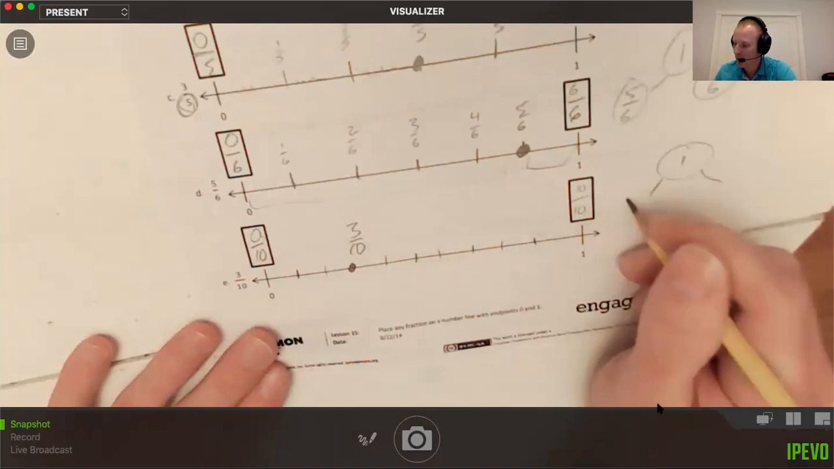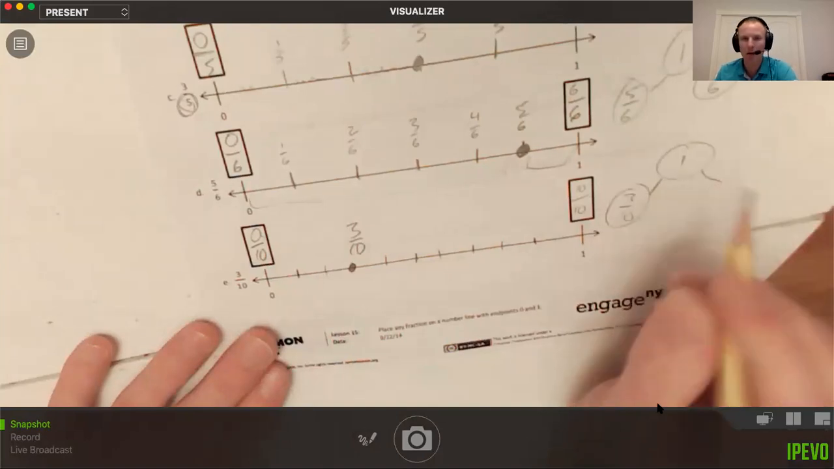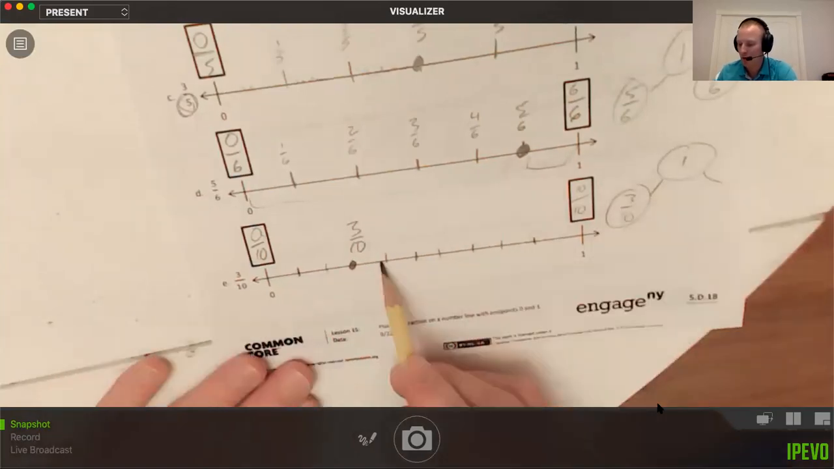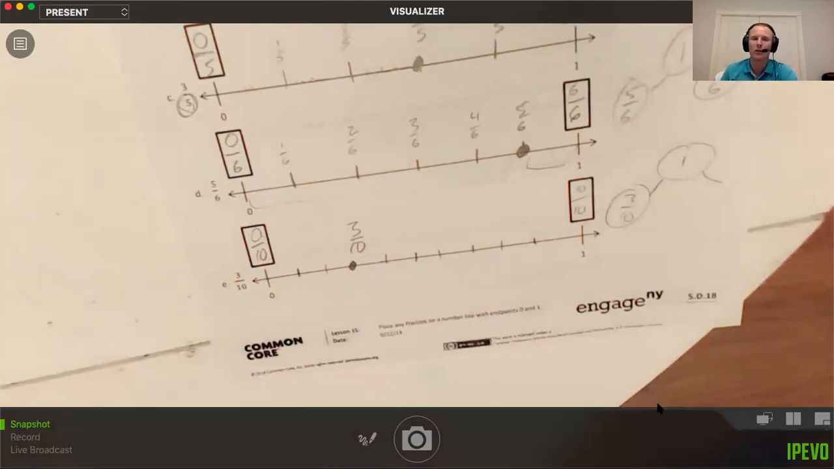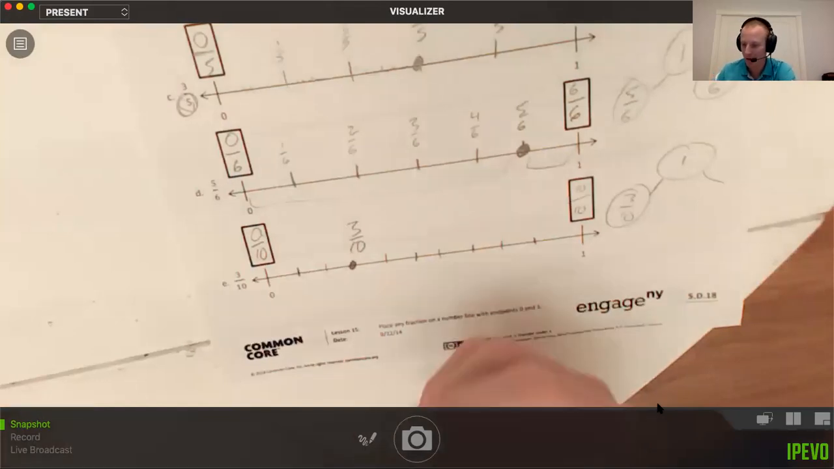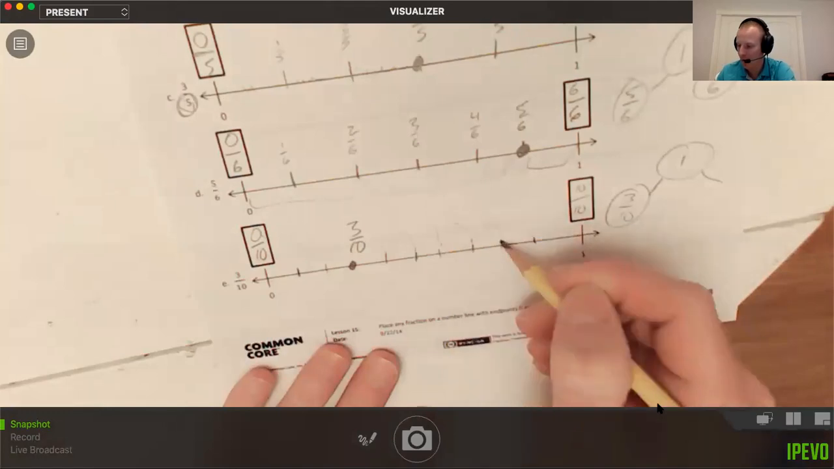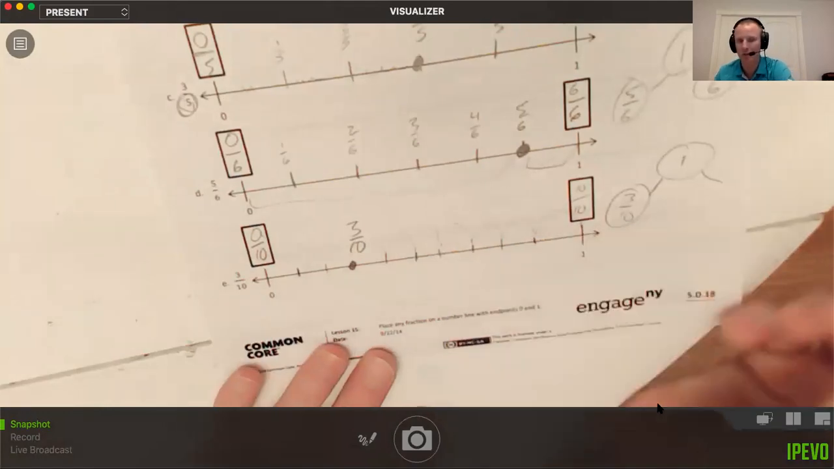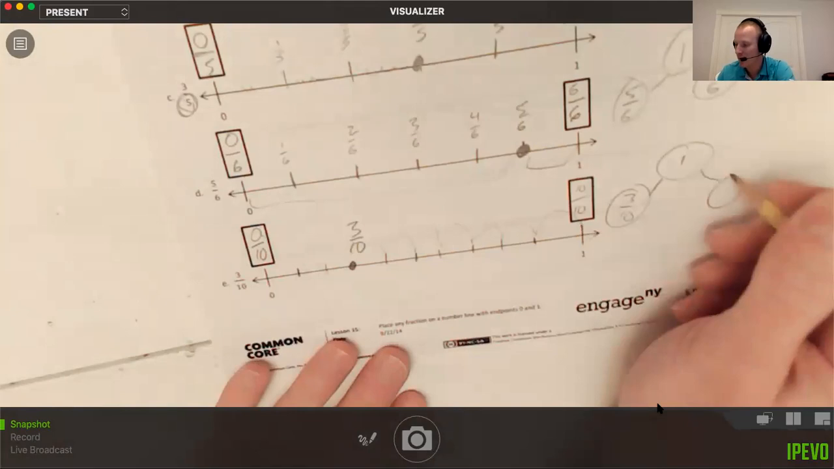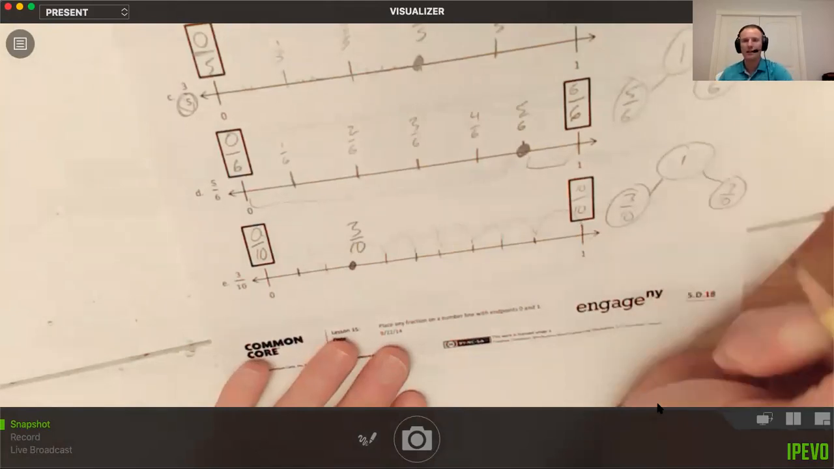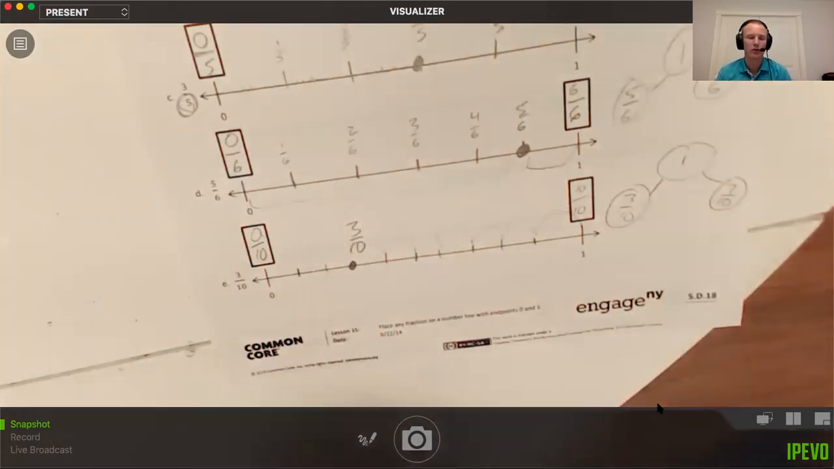So we had 3/10 on one side. Now I need to figure out how many more tenths do I have? Well, it goes back to when you're learning to do jumps on a number line in kindergarten or first grade. Same sort of thing here. 1, 2, 3, 4, 5, 6, 7. We did 7 jumps, so 7/10. So it's the same stuff that you learned when you were younger. We're just using it with fractions now as opposed to whole numbers.